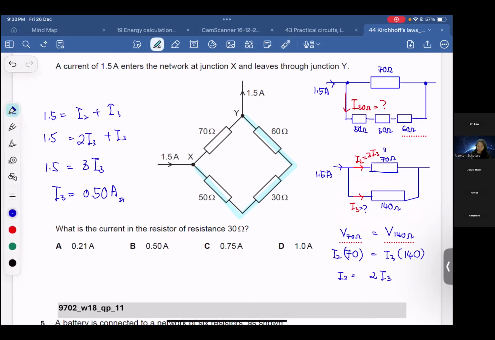So boys and girls, were you able to get my answer? 0.50 ampere. Is that clear? Okay, any others? If you are clear, then that's all for our lesson already.